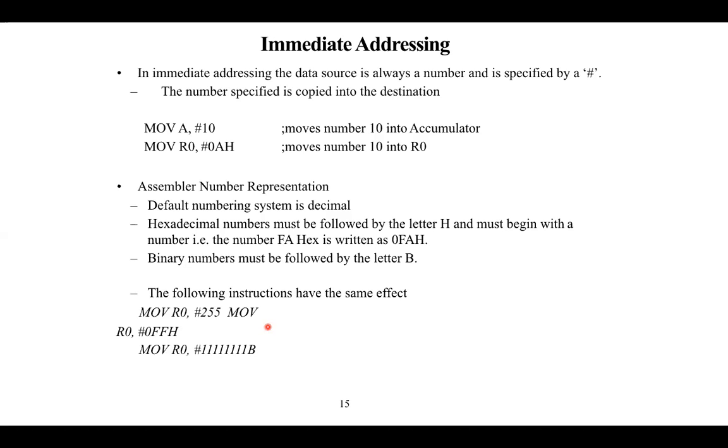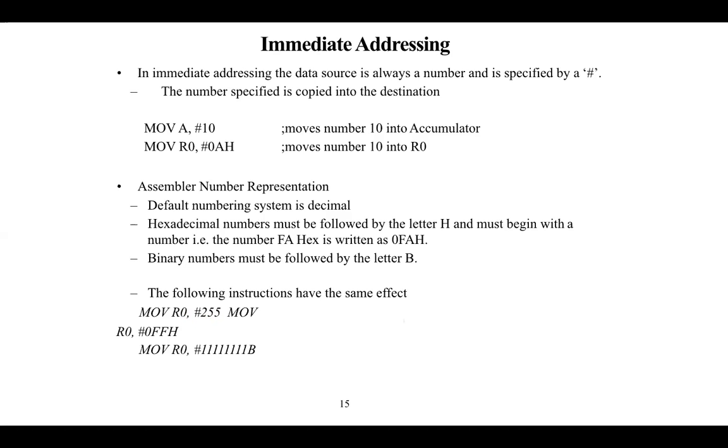Assembler number representation. The default numbering system is decimal. A hexadecimal number must be followed by the letter H, and must begin with a digit, so FA hex is written as 0FAH. A binary number must be followed by the letter B.